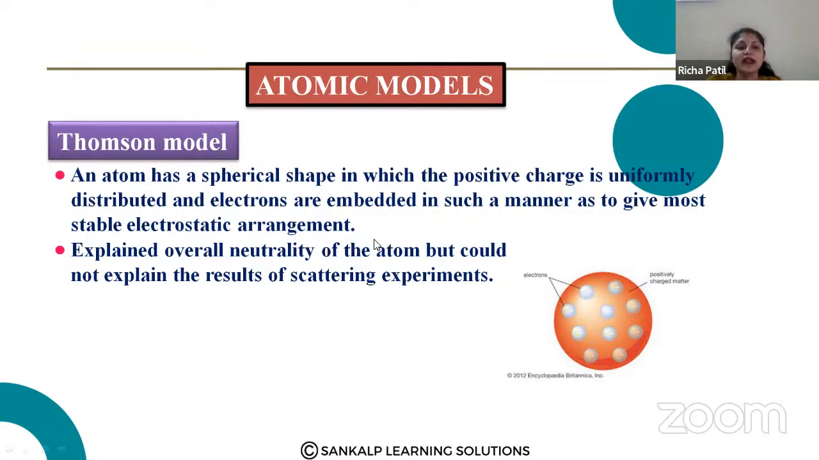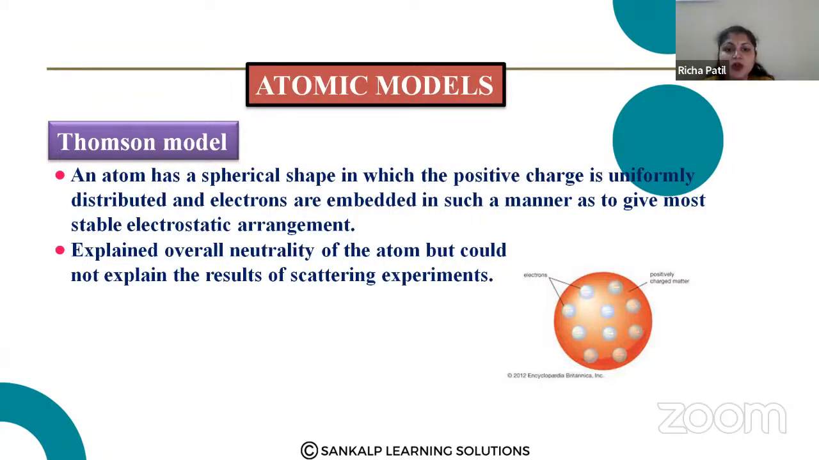So this model explained the neutrality of the atom, but it could not explain the result of the scattering experiment, which was given by Rutherford. How was overall neutrality explained? There was positive charge and negative charge, and when they are present in equal proportion, the overall atom is neutral.